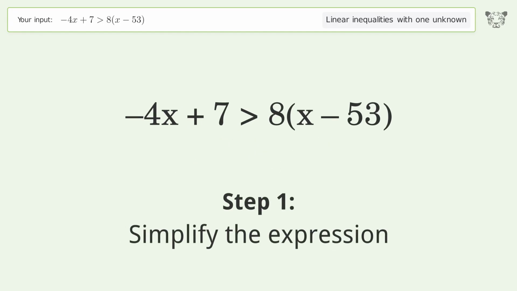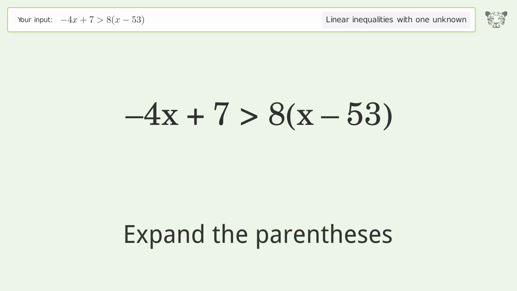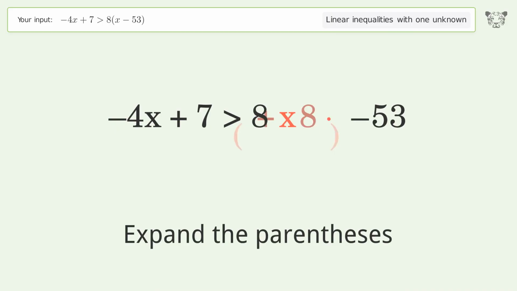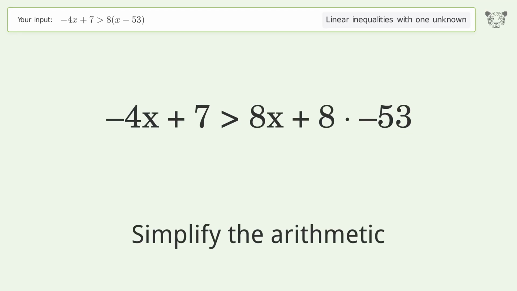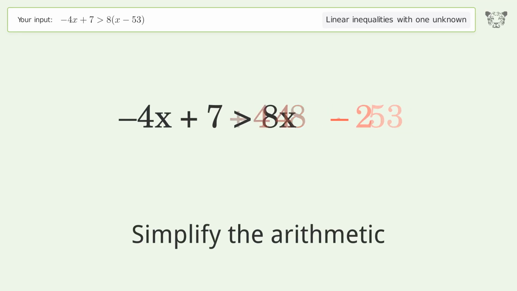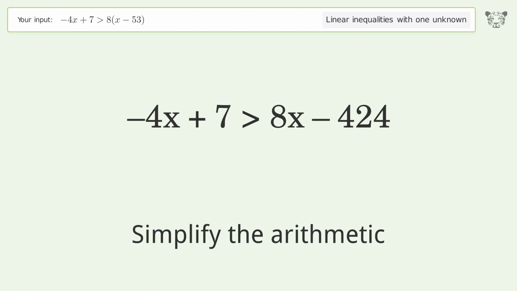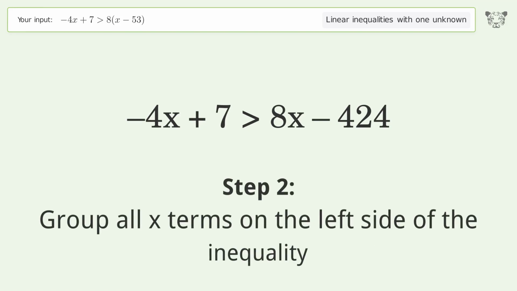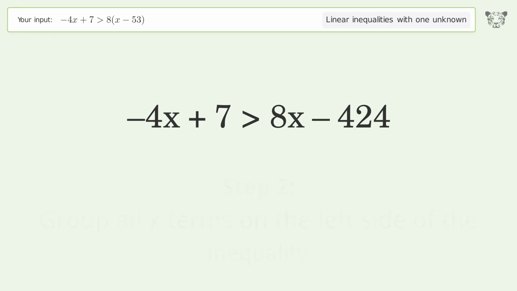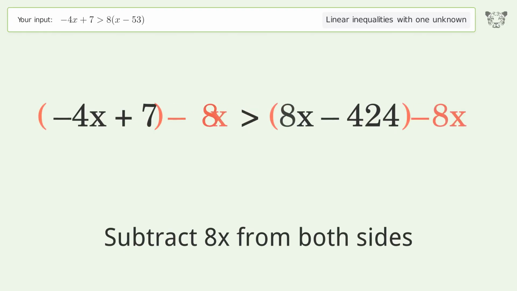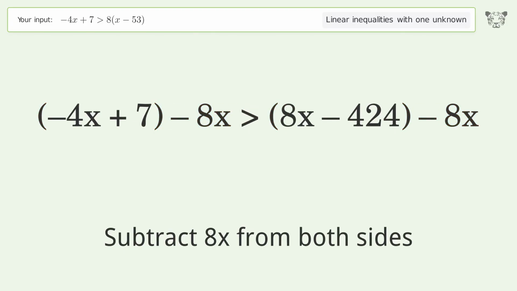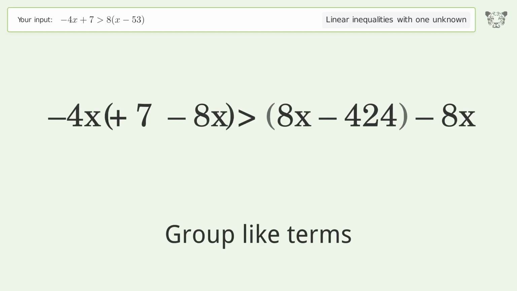Simplify the expression. Expand the parentheses. Simplify the arithmetic. Group all x terms on the left side of the inequality. Subtract 8x from both sides. Group like terms.